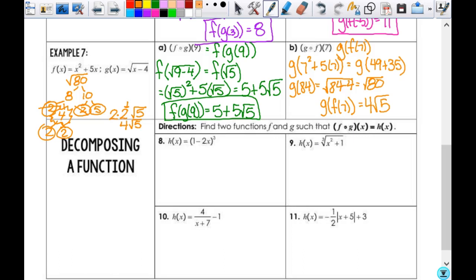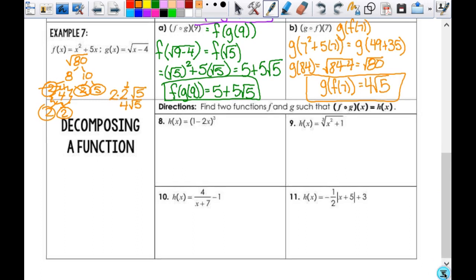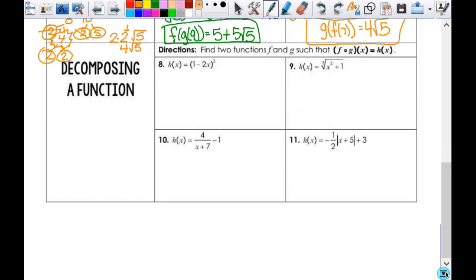But we need to be able to simplify our square roots. I know that that's something you've done. You may not feel super comfortable with it, but maybe we need to practice a little bit. All right, we good? So now we're going to decompose a function. And this is not nearly as complicated as it sounds or looks. It's really not that bad.